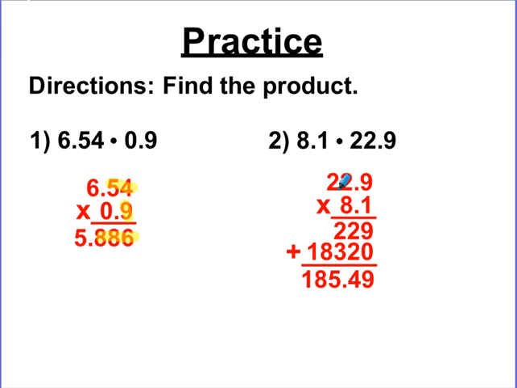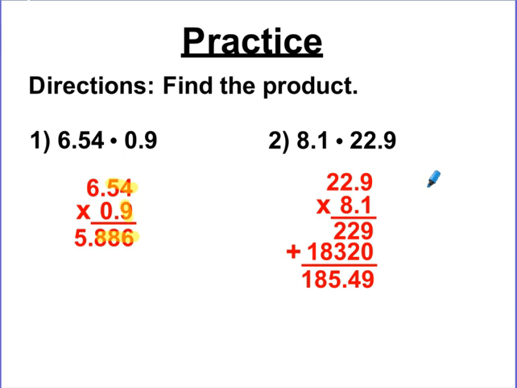For the second problem, I actually flip my numbers around because this is a personal preference. I like having the number that has more digits on top. So this has 3 digits here. This has 2 digits. That's just how I like it. It looks right to me that way. So you don't have to write it this way. You could have written it the other way around.